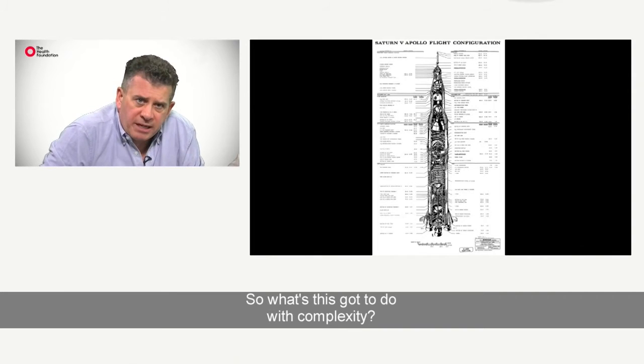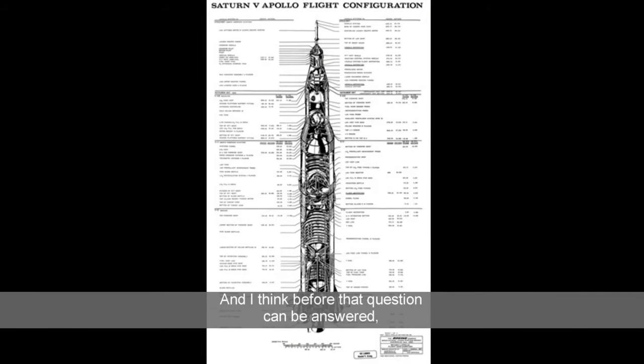So what's this got to do with complexity? And I think before that question can be answered, it's important to grasp what we mean by complexity. Because often I think the idea of things that are very complicated is confused with things that are complex. Now, there are lots and lots of different ways of defining these words, but one of the ways that I find really helpful is to use this analogy of a space rocket, a Saturn V rocket.